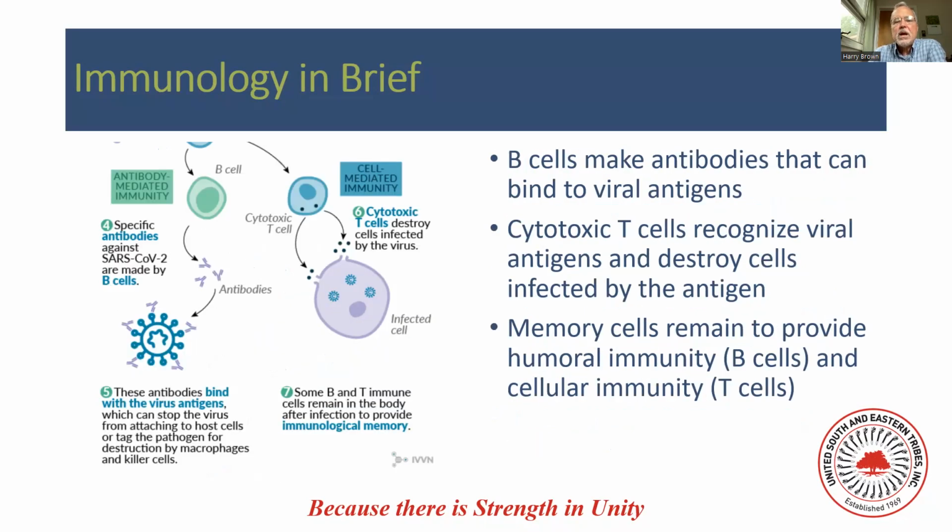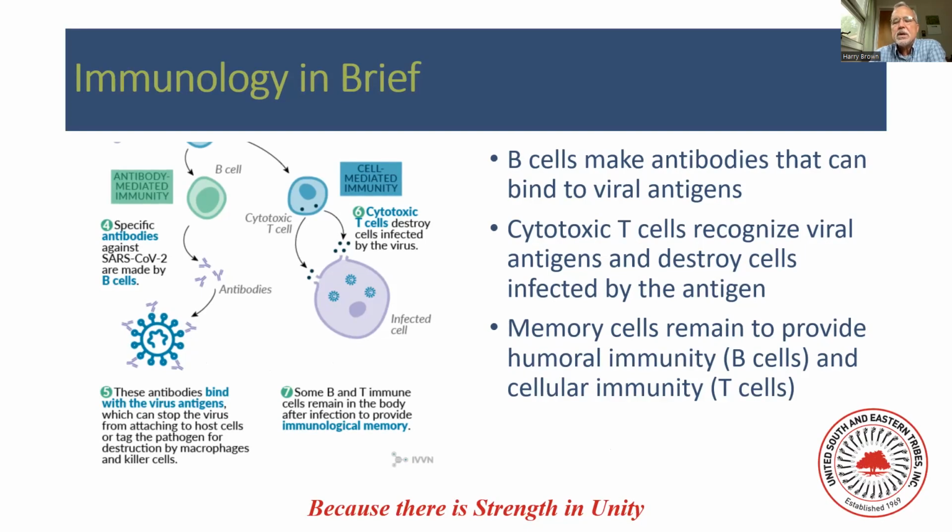So the T helper cells then stimulate B lymphocytes to make antibodies. And it stimulates other types of T cells or T lymphocytes, specifically cytotoxic T cells, that can actually recognize these viral antigens, or if it was a bacteria or fungus or whatever, and they can destroy the cells that are infected by the antigen. Then the body produces memory cells, and those come in two varieties.